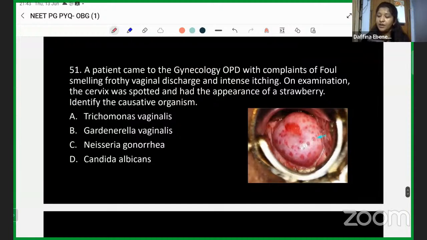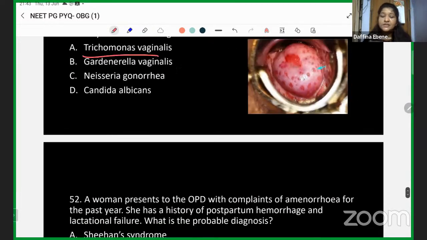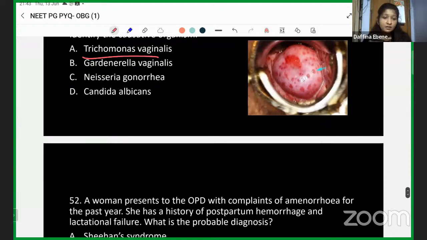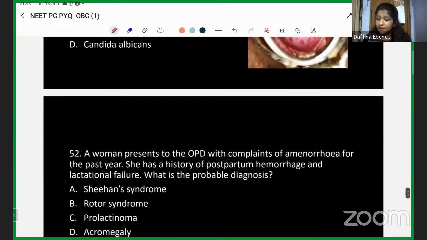A patient came to the gynecology OPD with complaints of foul-smelling, frothy vaginal discharge and intense itching. On examination, the cervix was spotted and had the appearance of a strawberry. Identify the causative organism. Strawberry cervix is classically seen in Trichomonas vaginalis. They'll give you a picture. Does Trichomonas vaginalis require treatment of the partner? Yes, it is sexually transmitted, which requires treatment of the partner also.